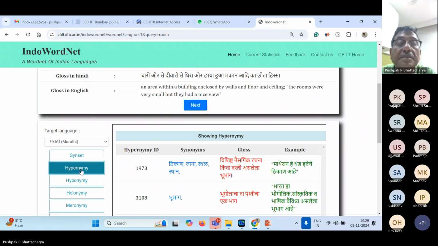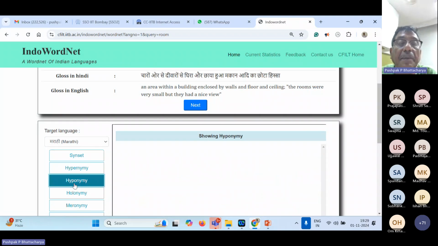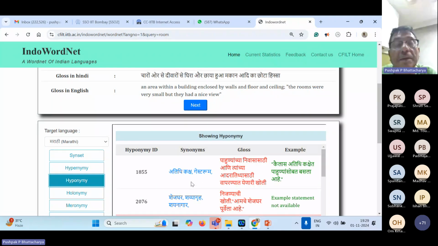Hypernymy, thikan, jaga, sthal, sthan. So a room is a kind of thikan. Hyponymy, yeah. So there can be different kinds of room, like atithi kaksh, guest room. Guest room is a kind of room. Sayanagriha is the bedroom, so it's a kind of room, and so on.